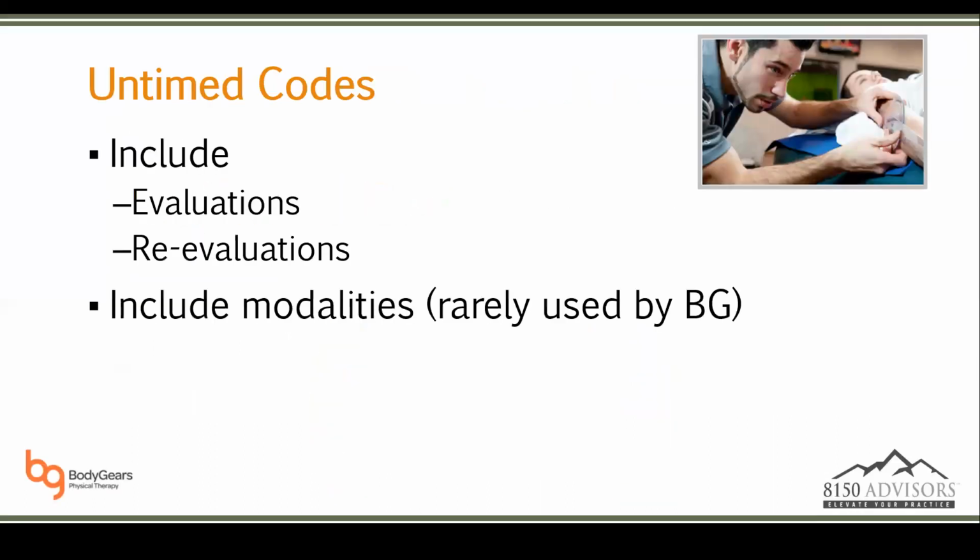Untimed codes are codes that we bill, and we get to bill one of these per treatment session based on the definition of the code, regardless of the amount of time it takes. So the untimed codes that you typically bill are evaluation and reevaluation codes. Untimed codes also include some modalities that you rarely use. I have taken a look at all your payer data, all your code data. You're not big modality billers, which is great, but we'll take a look at a few of those.